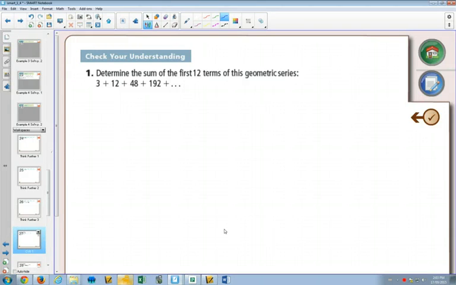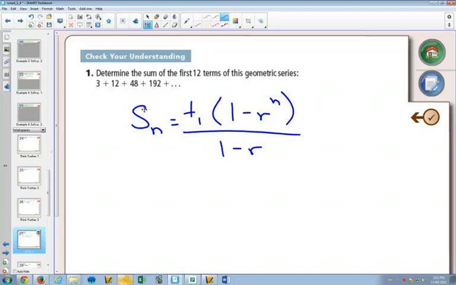So here's our first example. There's our formula for the sum of a geometric series.